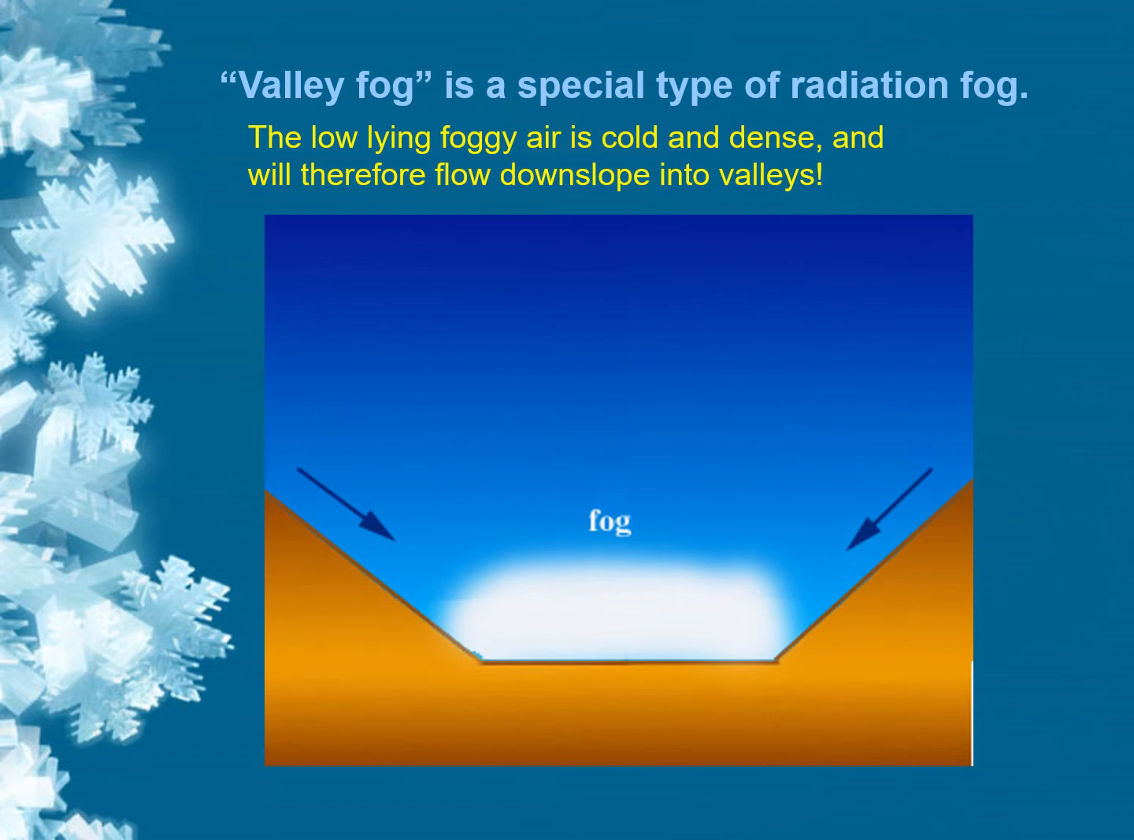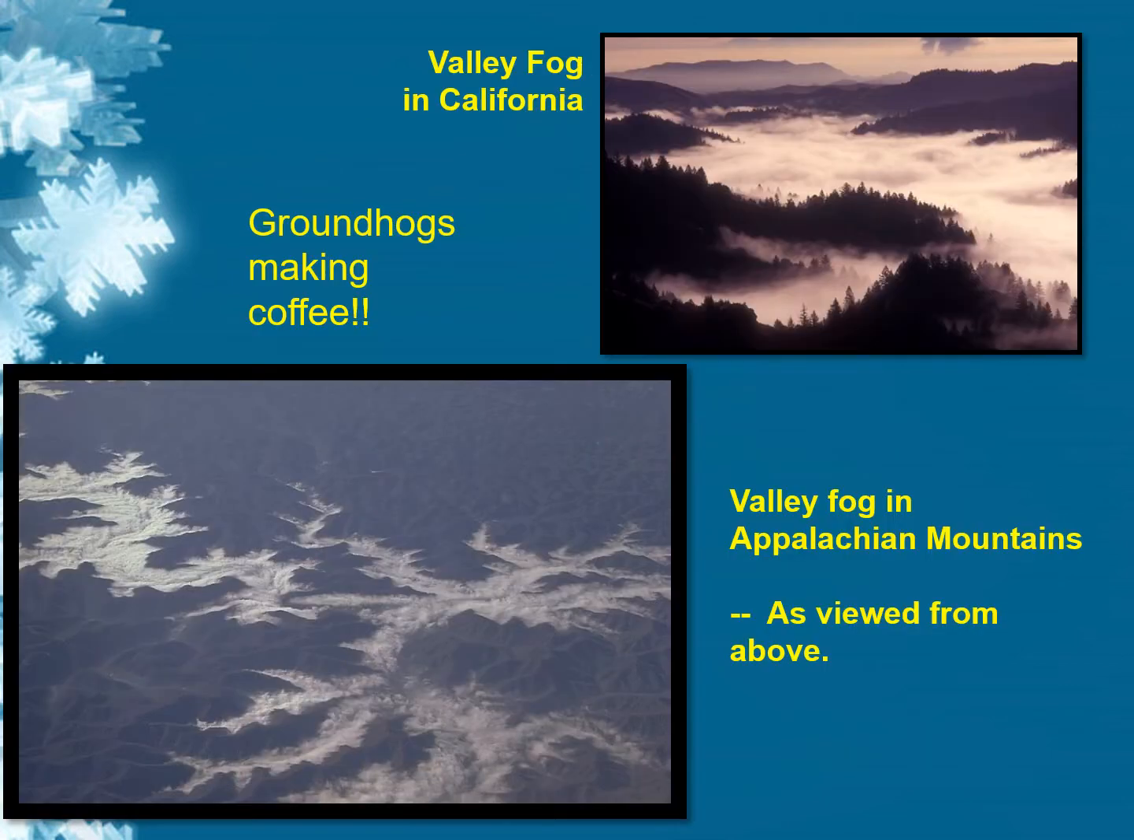So you're going to form fog on the upslopes, but the air with the fog is cold and dense. So it's going to sink downslope into the valleys. So valley fog is a type of radiation fog.